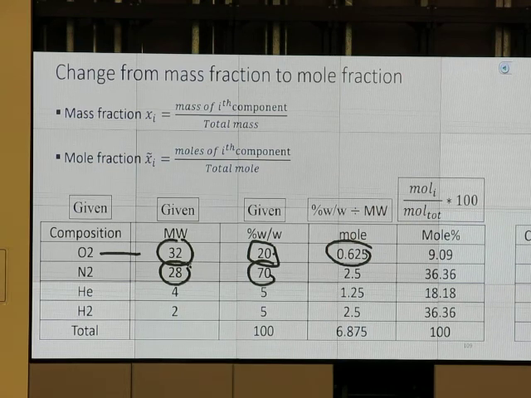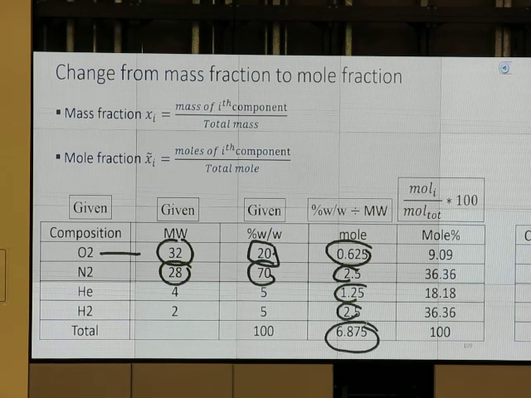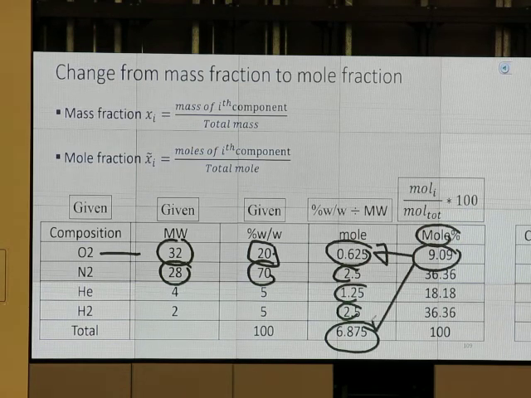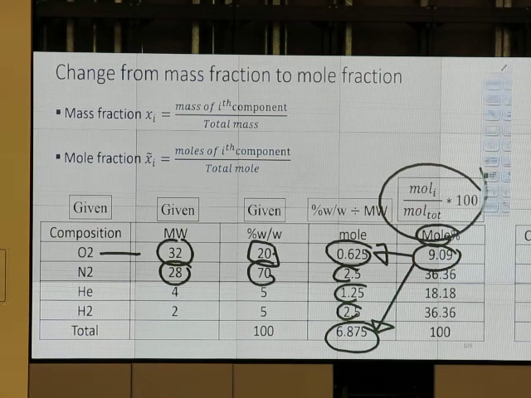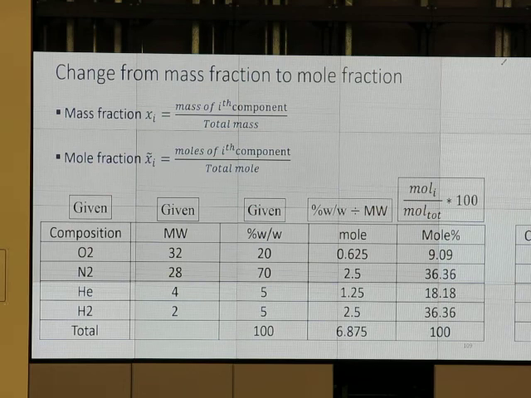So when I get mass divided by molecular weight of each, I add them together. Then percent mole, the way that I get 9.09 is that divided by that multiplied by 100. I use that formula. It was an exam 2 years ago. Okay, so that you know which chart to open.